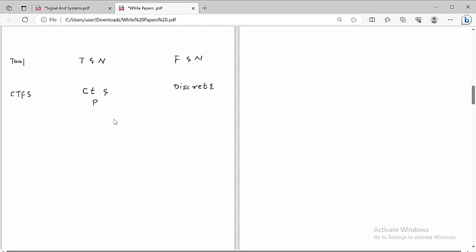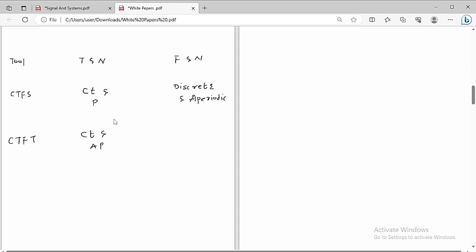discrete. And they are aperiodic because they are not repeating, right? So it is aperiodic. Then comes the continuous time Fourier transform. Continuous time Fourier transform means it is applicable to continuous time signals which are aperiodic in nature.